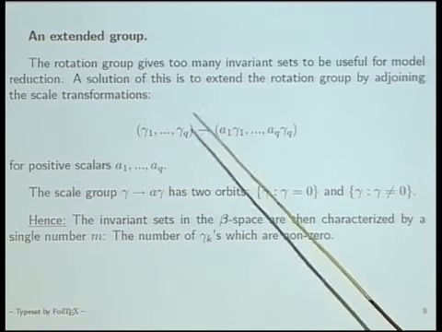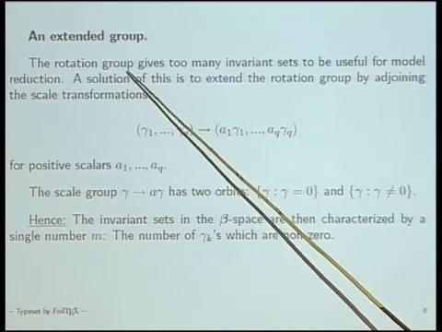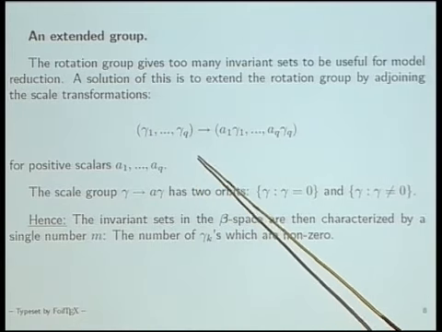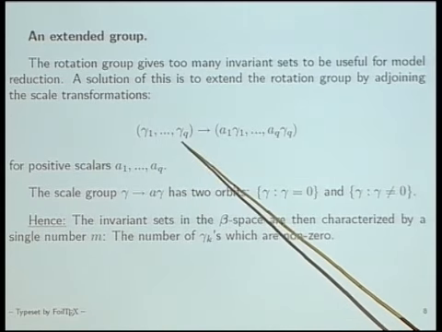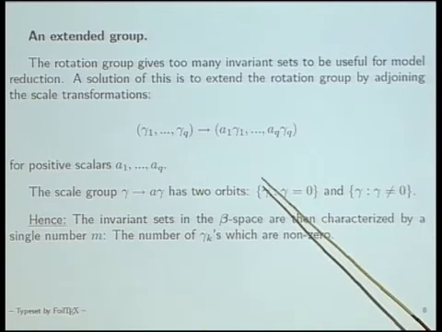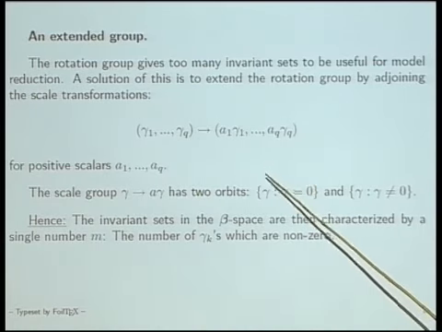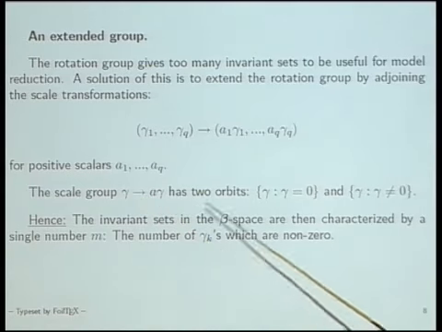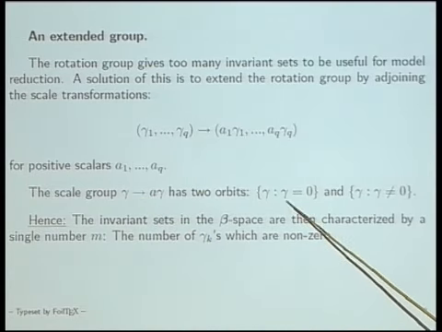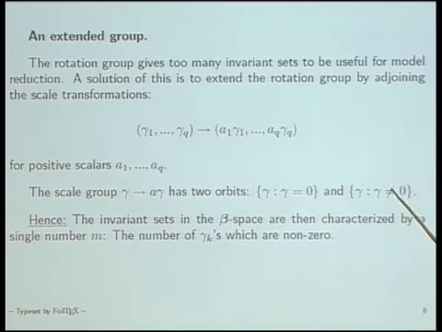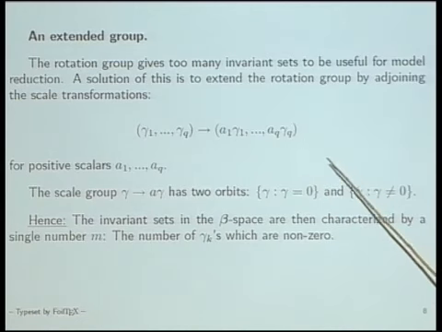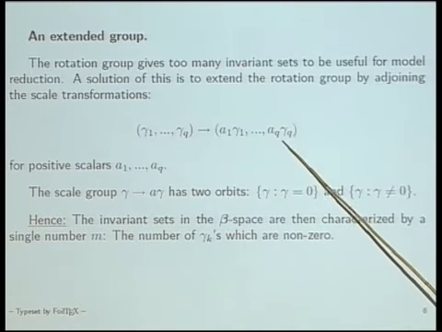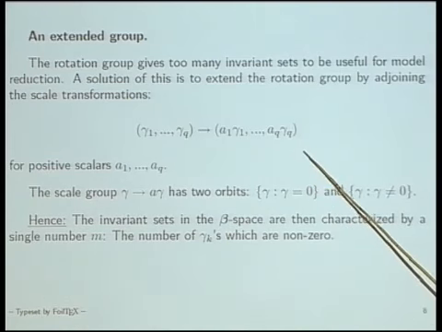and we can repair that by extending the group using a scale group in addition. In addition to rotation of the d's, we use a scale group for the gamma coefficients. And that is quite convenient, for the scale group has the property that it has two orbits, 0 and different from 0. These are orbits.